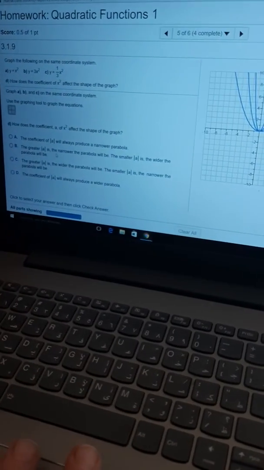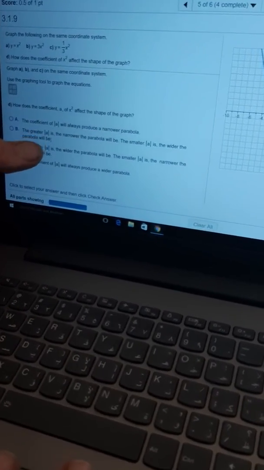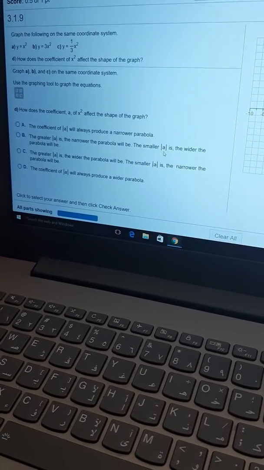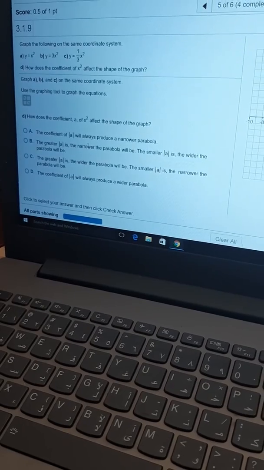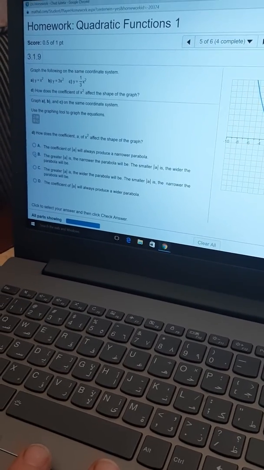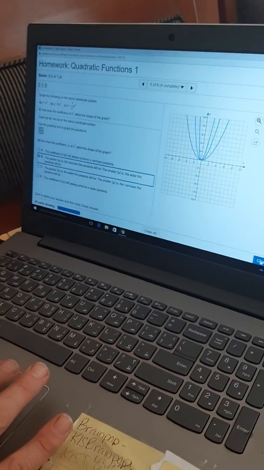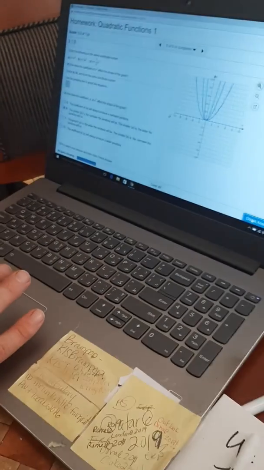Part D, the greater the absolute value of a is, the narrower the parabola will be. The smaller a is, the wider it will be. Does that sound right? Look at your answers again and look at what it looks like. Boom. How does the equation and the graph relate to one another?